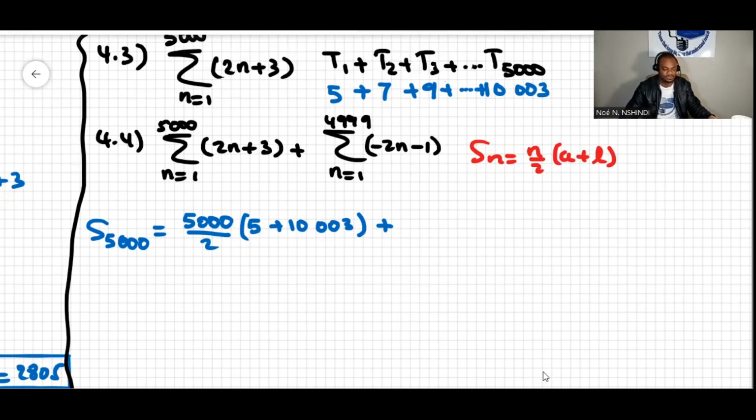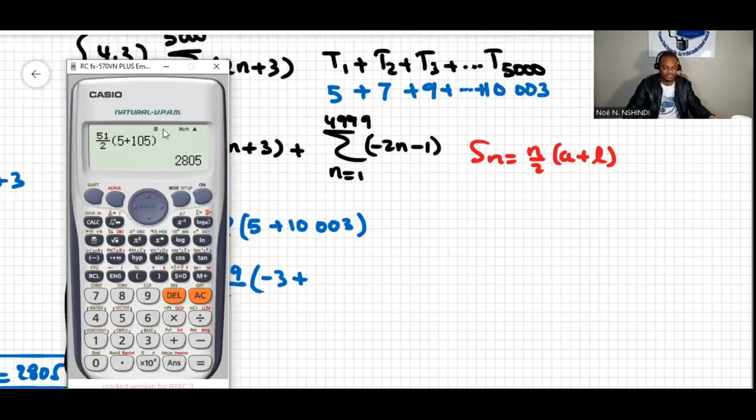Okay, let me do it this way. S4999 will be 4999 over 2, open brackets. The first term here is when we sub 1 over here, negative 2 times 1 is negative 2, negative 2 minus 1 is negative 3. So the first term is negative 3. Plus the last term is when we sub 4999 over here.